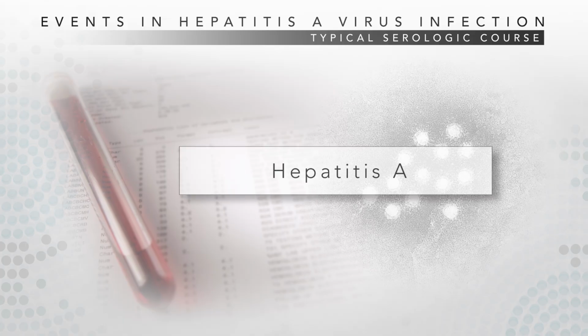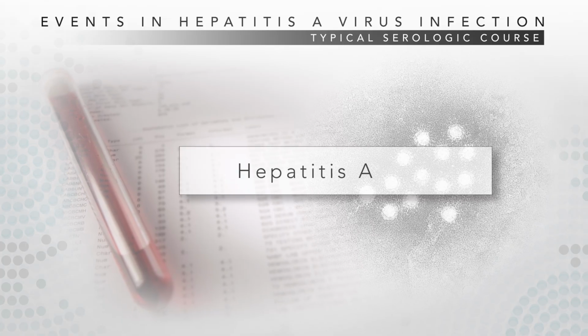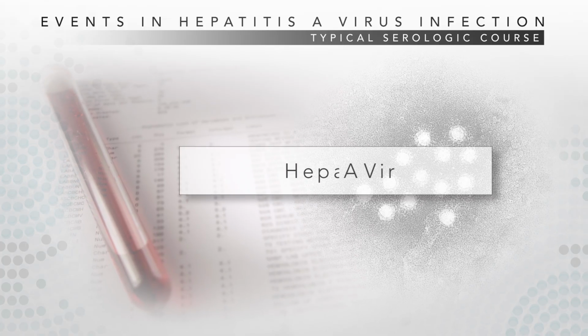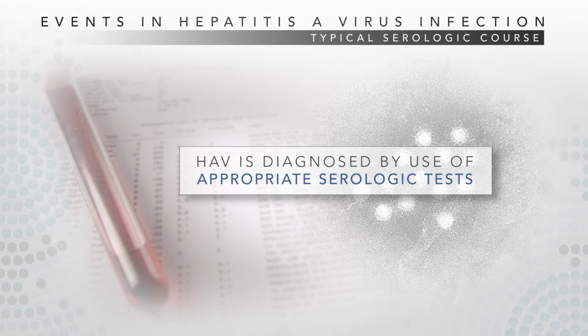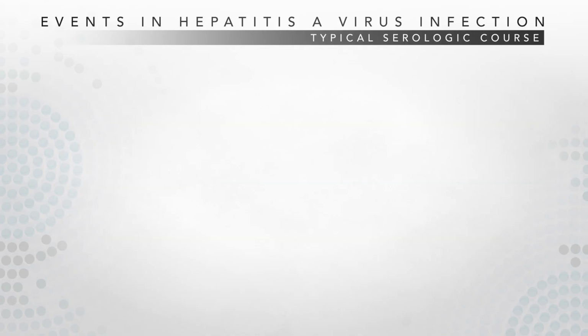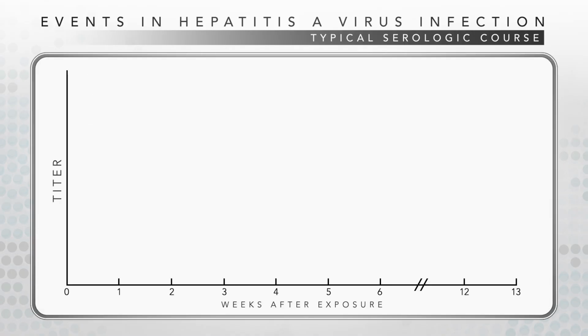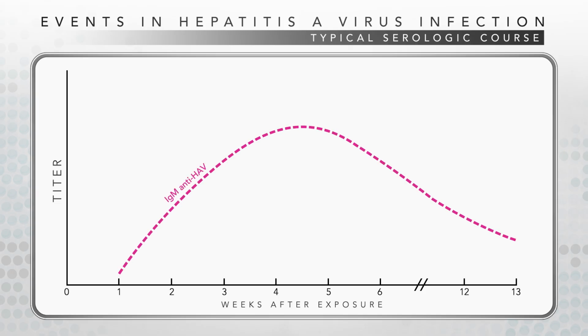Hepatitis A, a liver disease caused by infection with the hepatitis A virus, referred to as HAV, is diagnosed by the use of appropriate serologic tests. The diagnosis of acute hepatitis A is confirmed during the acute or early convalescent phase of HAV infection by the presence of IgM antibodies to HAV, referred to as IgM anti-HAV.